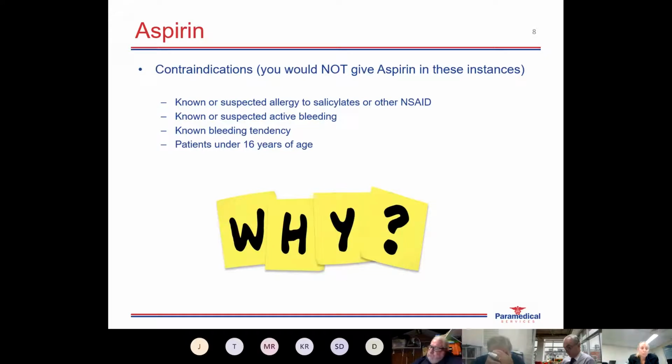If there's known bleeding tendencies, so a patient that tells you that they've got stomach ulcers, or a patient that's a haemophiliac. Okay, so definitely important to be asking about the history of this patient before we hand over aspirin. And patients under 16 years of age.